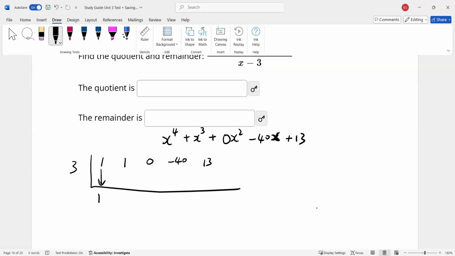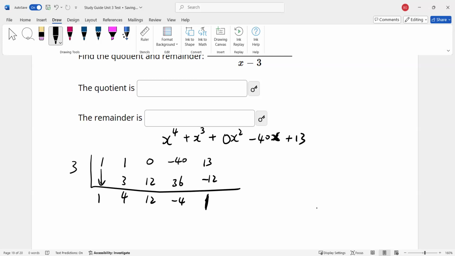Bring down 1. 1 times 3 is 3. 1 plus 3 is 4. 4 times 3 is 12. 0 plus 12 is 12. 3 times 12 is 36. Negative 40 plus 36 is negative 4. 3 times negative 4 is negative 12. 13 minus 12 is 1. Now the last is 1. Okay.